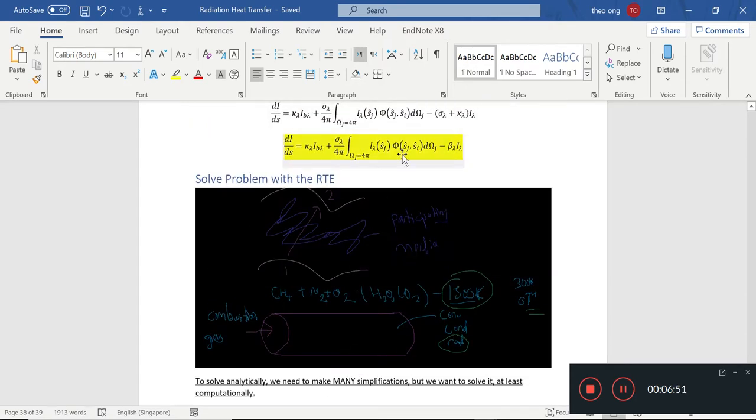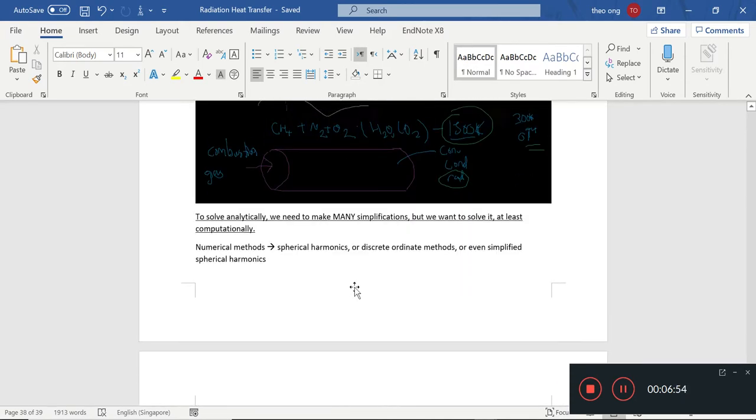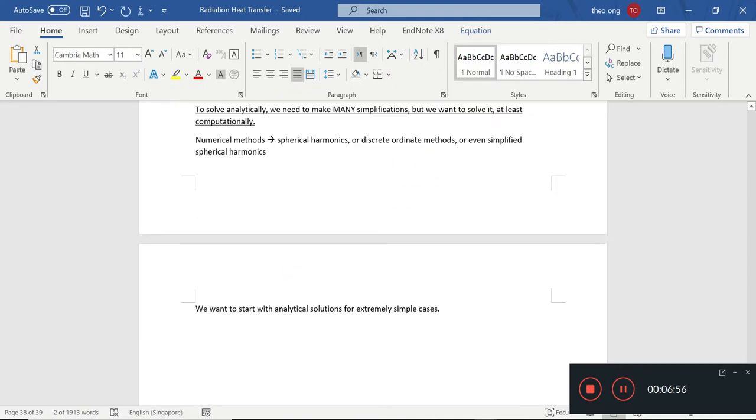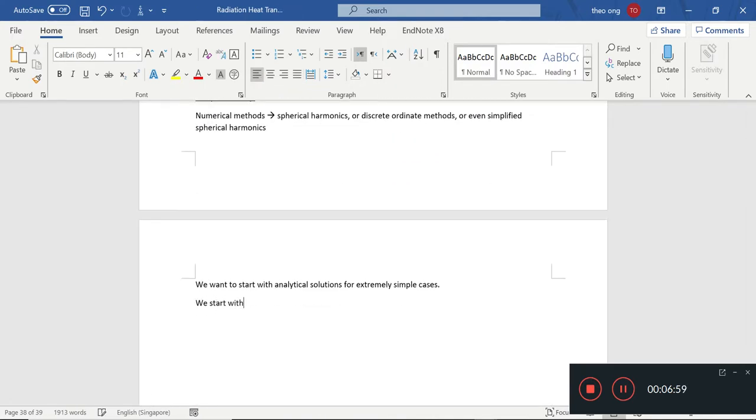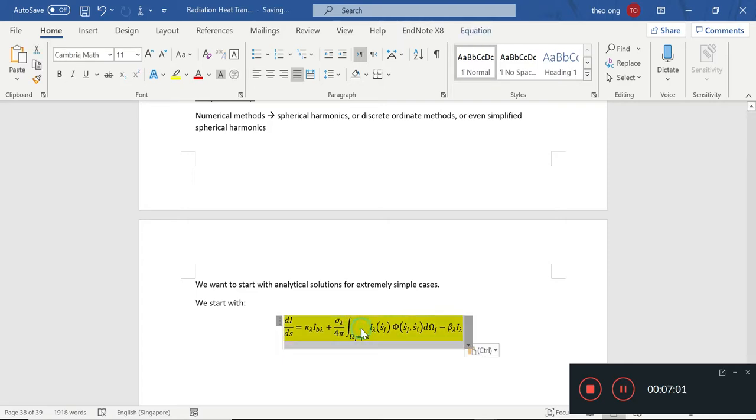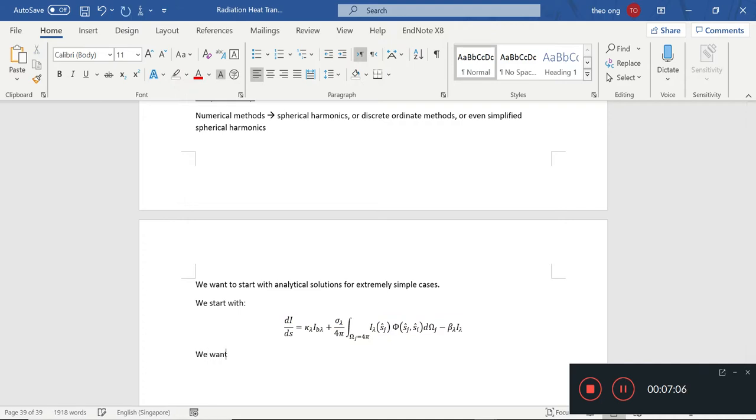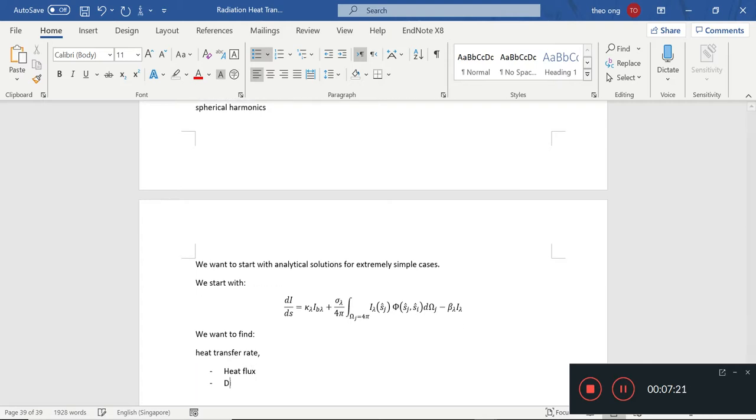All right. So first thing, we want to start with analytical solution. So we start with this, and what do we want to find out? We want to find at least some heat transfer rate, so stuff like heat flux and divergence of heat flux. These are important quantities to find out.